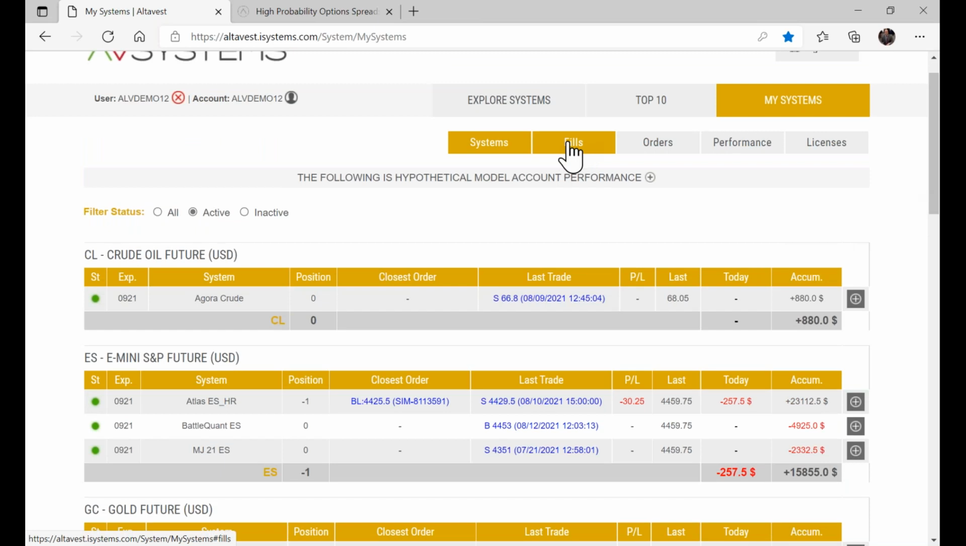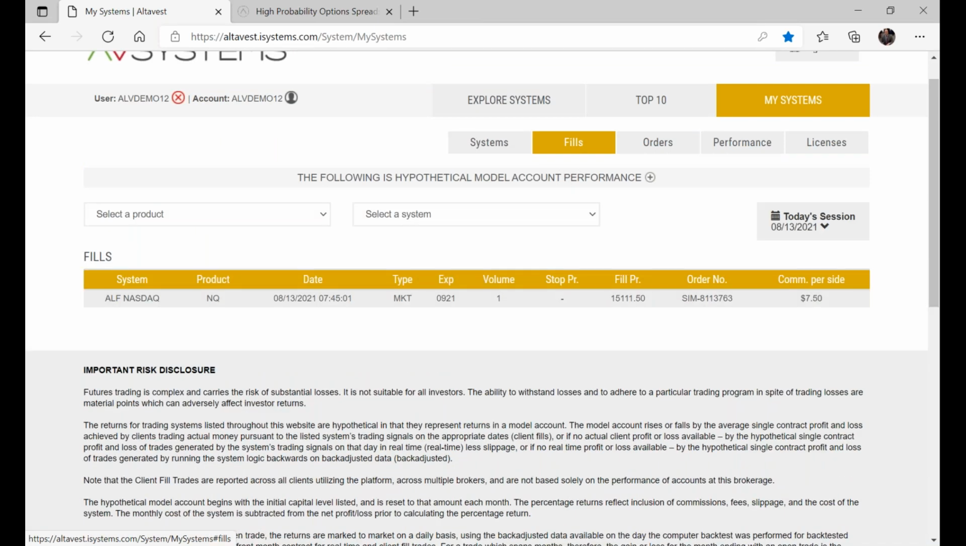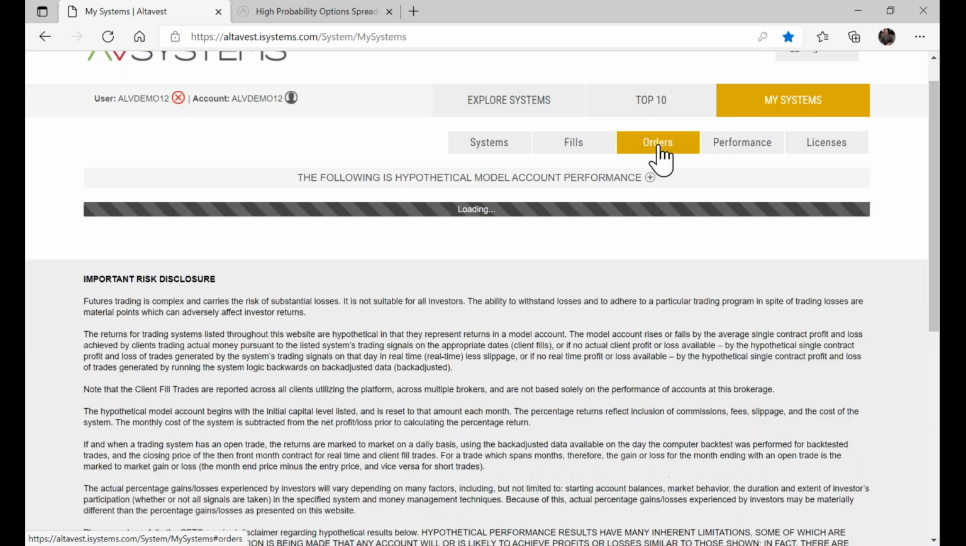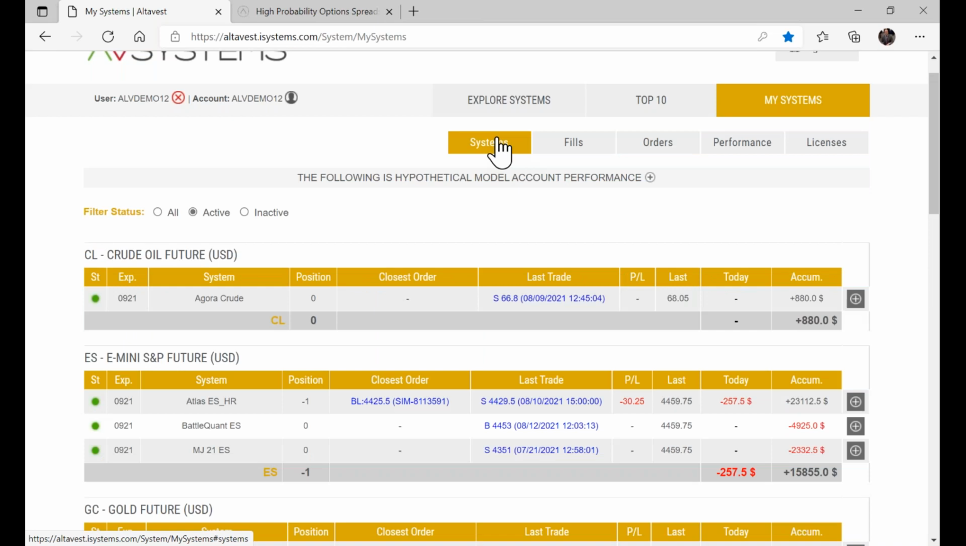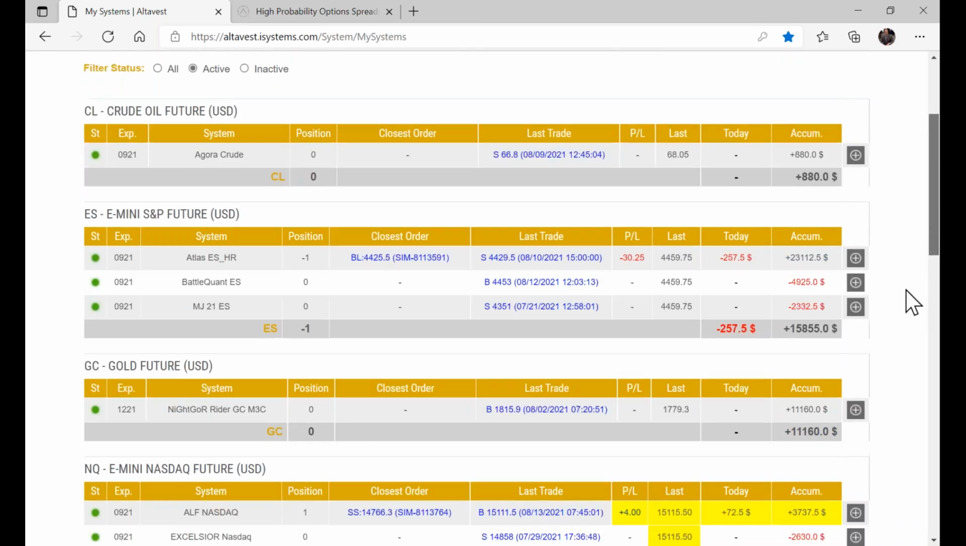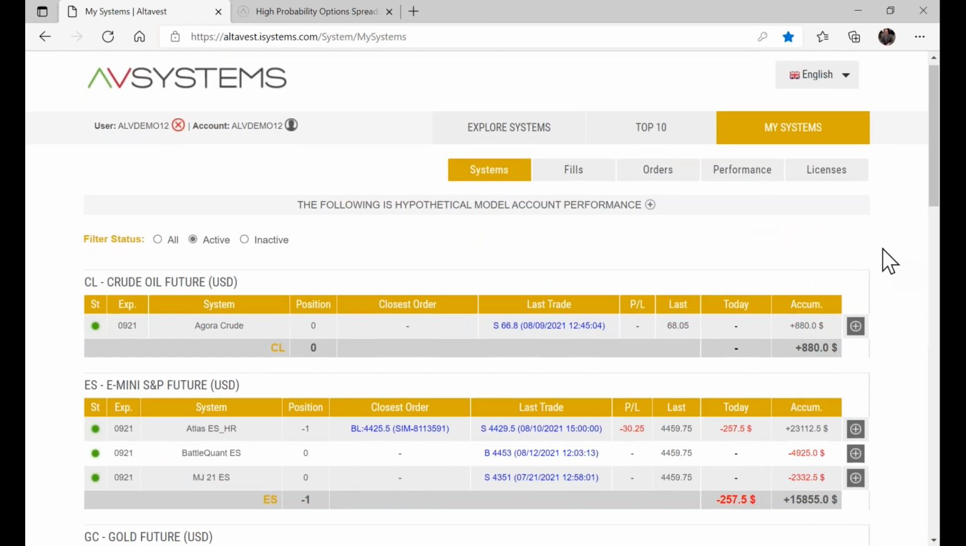And you can see all of the fills for any of the systems you're trading and all of the orders that might be in place. So everything is visible and transparent, and nothing is hidden from you. All right, very good. So with that said, that's going to wrap up our brief tour of this one particular gold trading system. But of course, as you know, past performance never guarantees future results.